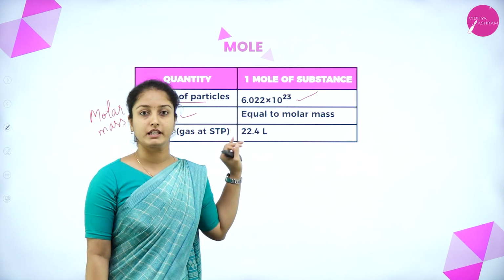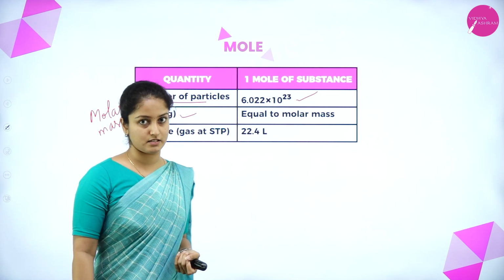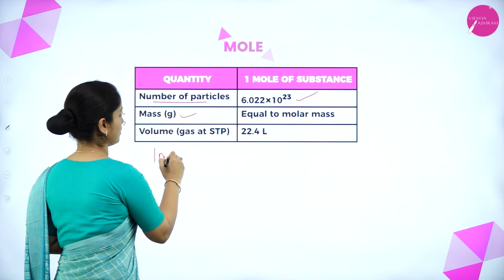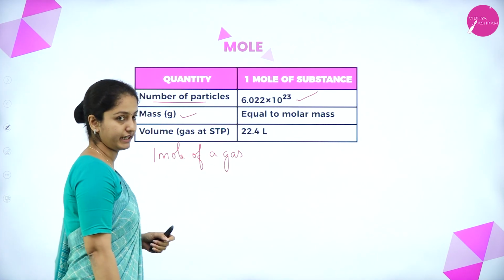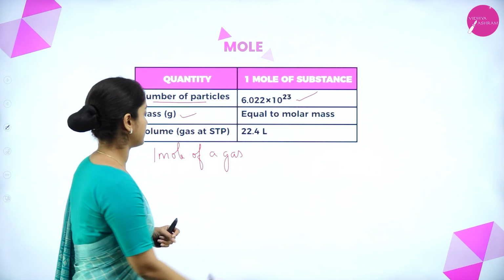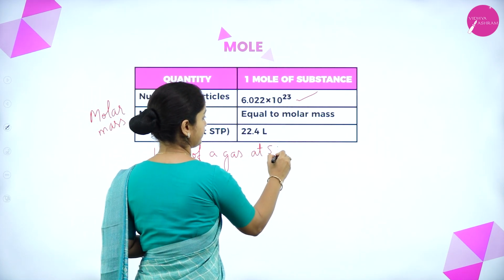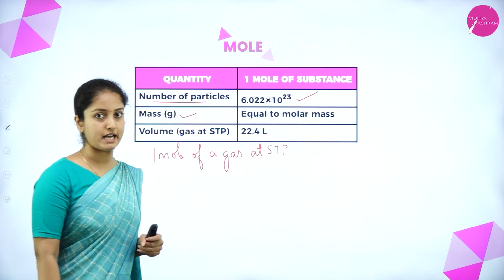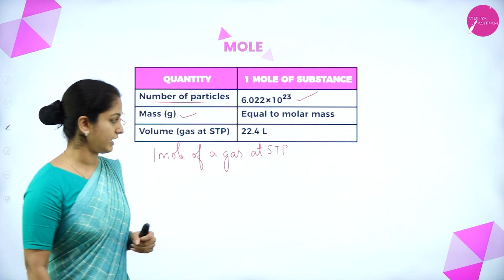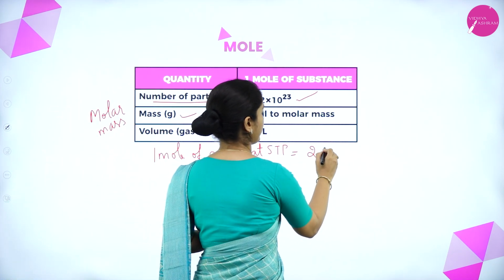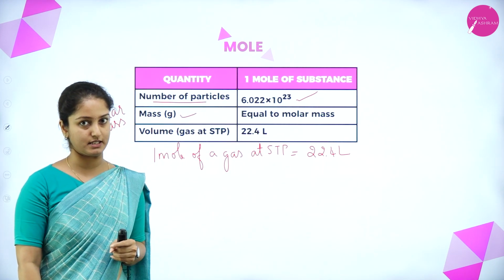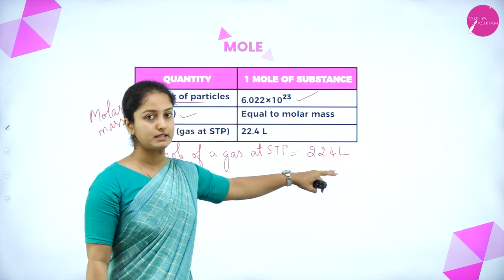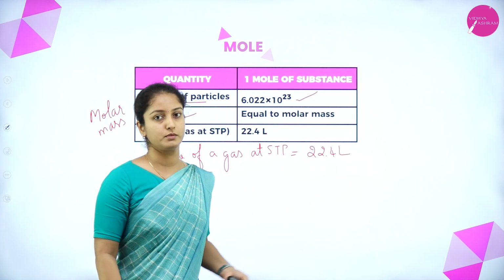What if the given substance is a gas? So, 1 mole of a gas, or of an ideal gas, at STP, that is at standard temperature and pressure, occupies 22.4 liters of volume. That is how this is used to find the volume of a gas.